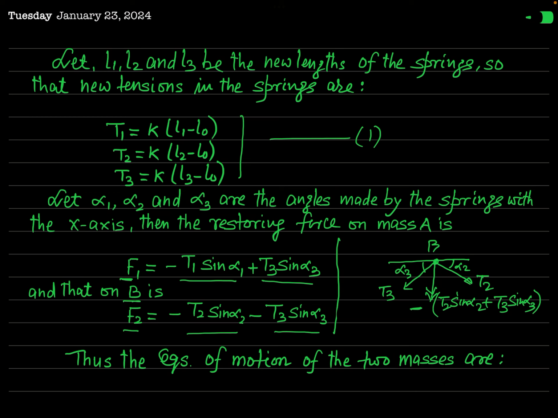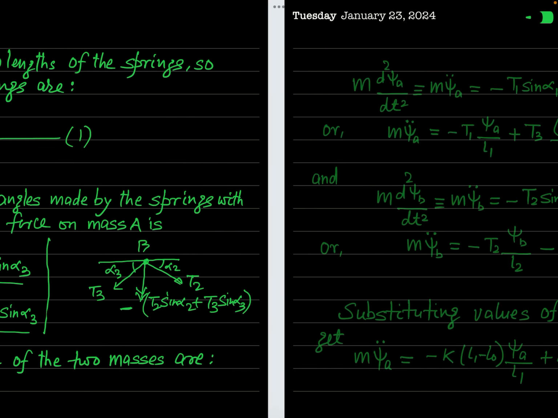Okay, so in this way, by these free body diagrams, we have obtained the restoring forces acting on the two masses. Now after getting the values of the restoring forces acting on mass A and mass B, that is, on the moving parts of our system, we can easily find the equations of motion of the two moving parts by applying Newton's second law of motion.